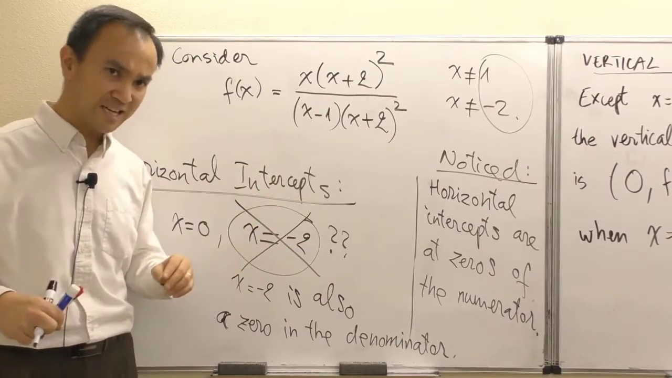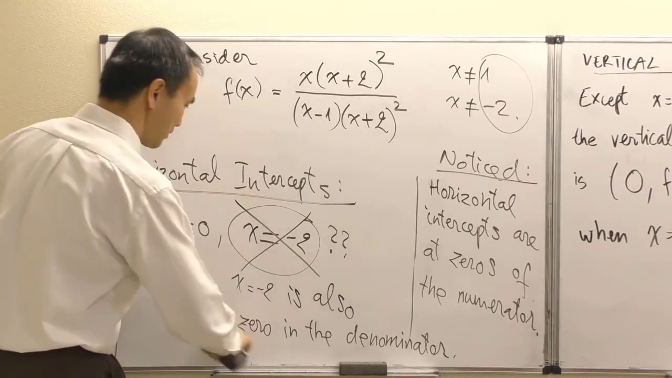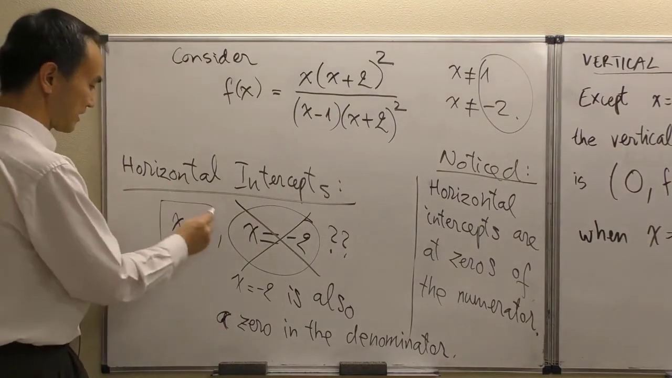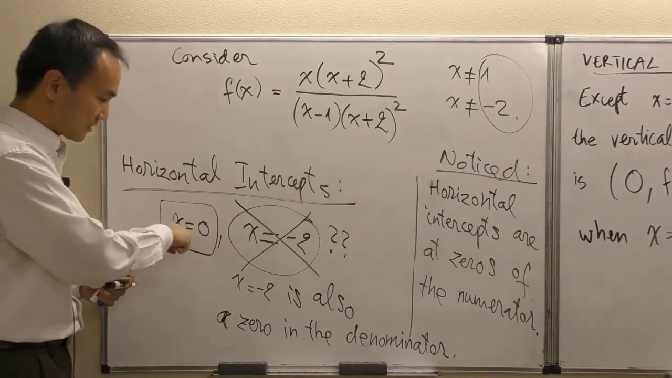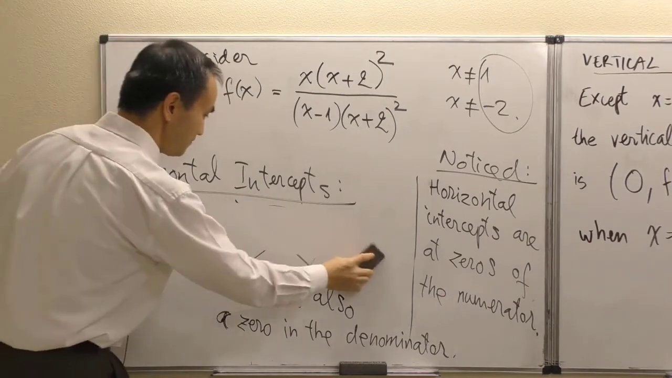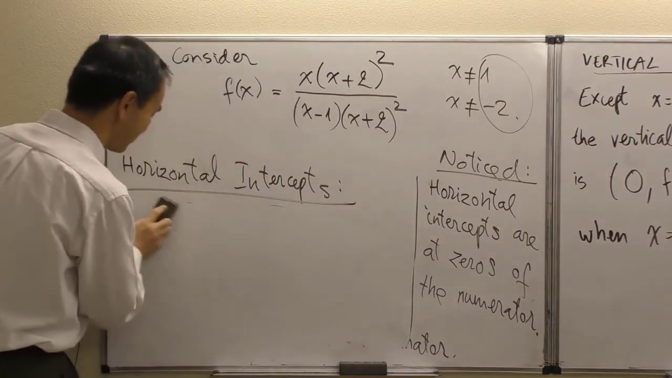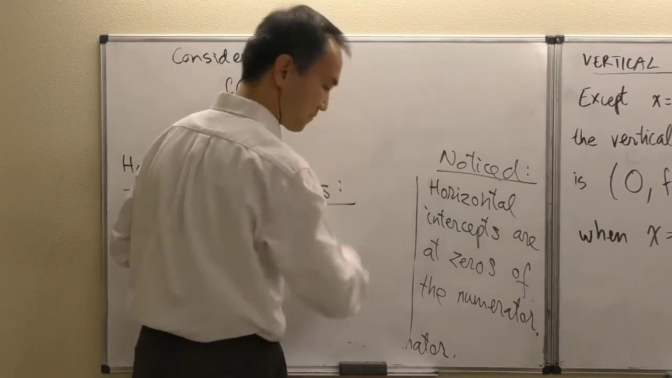Okay, let's look at another one, still another demo problem. In the previous problem, we only found one horizontal intercept, and the graph showed that this is the one, even though there were two zeros for the numerator. Let's now come up with another one.